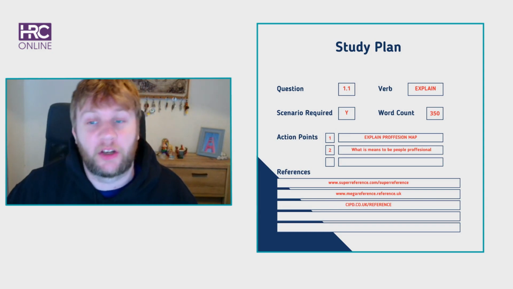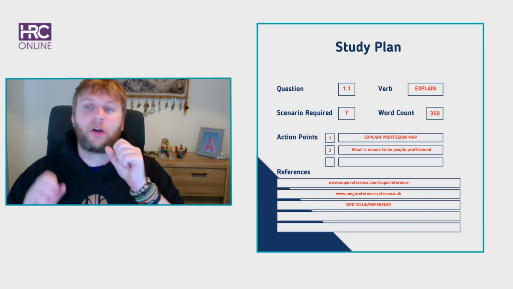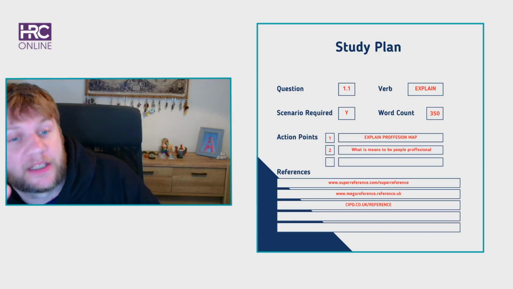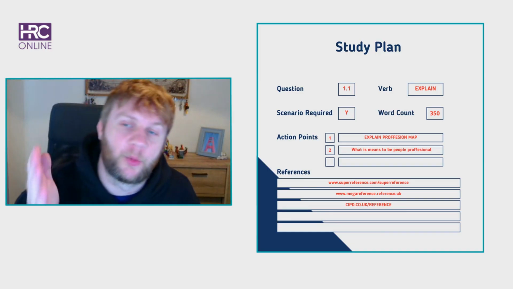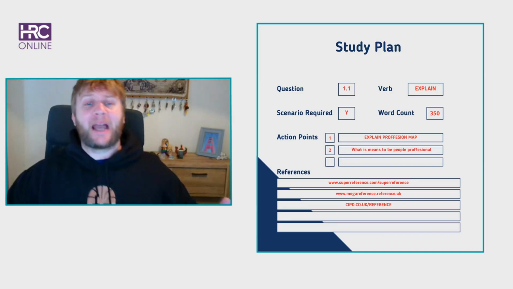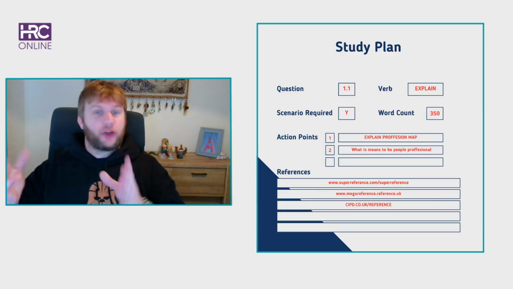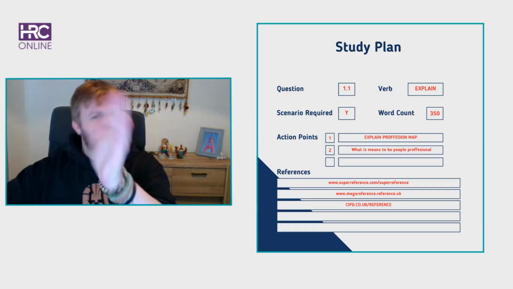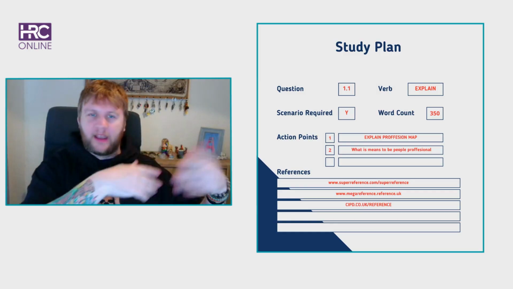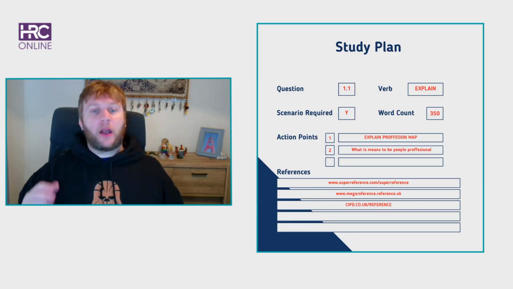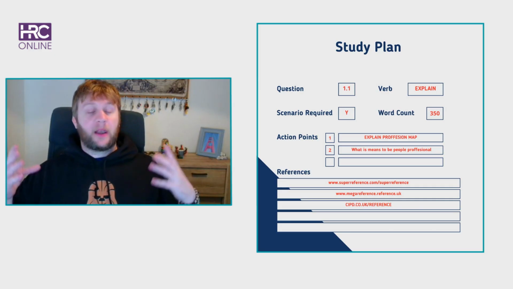Now, here is an example of a study plan filled out. So you're looking at 1.1, your verb is evaluate, your scenario required, yes. What is your word count? Well, your word count for this is 414. Action point 1, action point 2, action point 3. By all means, pause the video, just jot it on a pad. You don't need this presentation layout thing, it's there. Just question, scenario. Again, check it off as you do it.